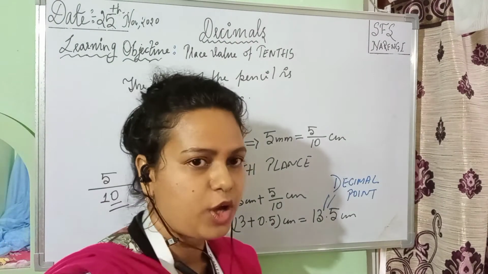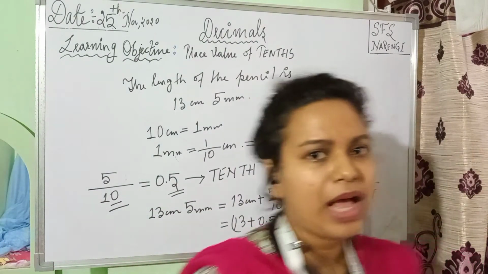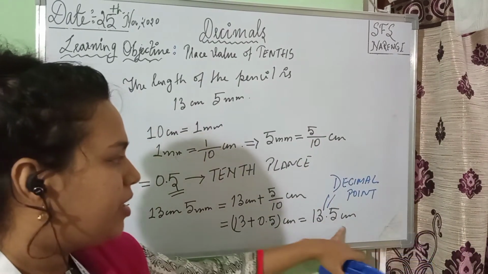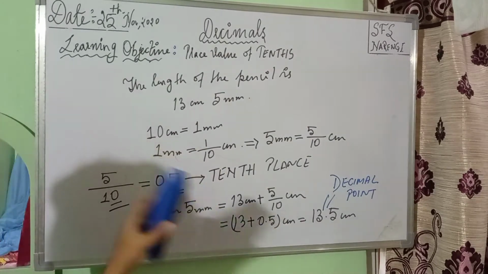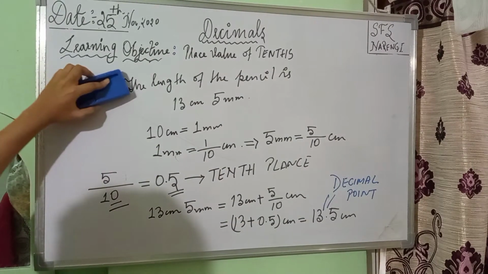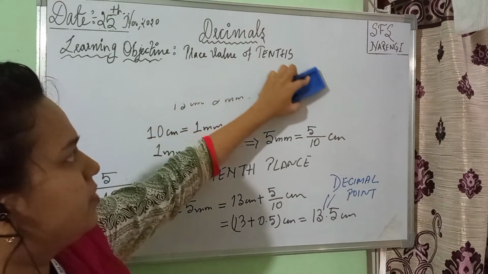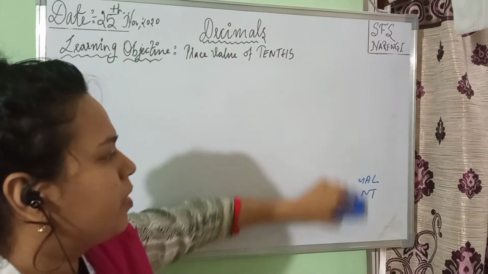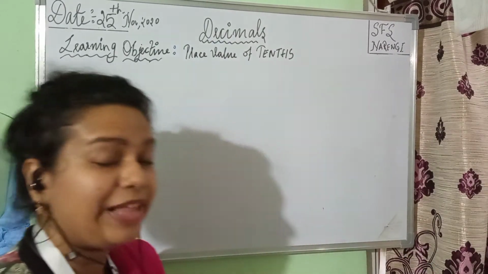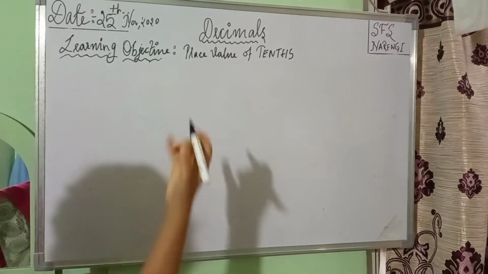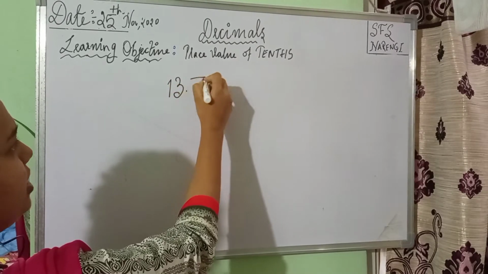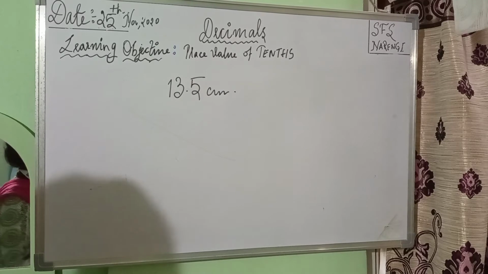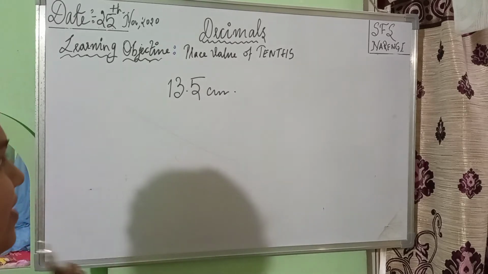So let me rub this off, and then let me see how I can give the place value for every single digit on a decimal scale. So what did I have? What was the length of my pencil? The length was 13.5 centimeter, right?